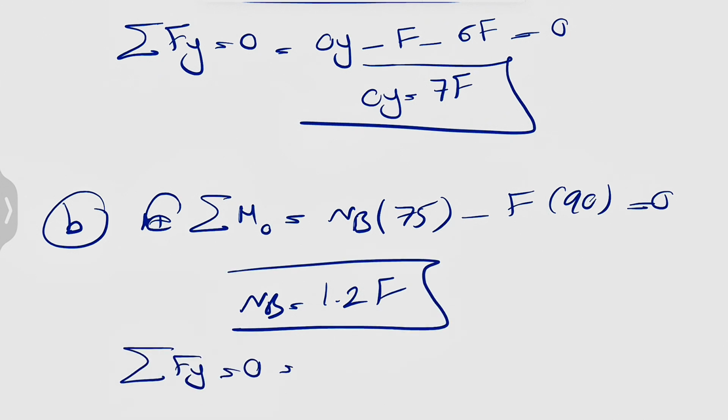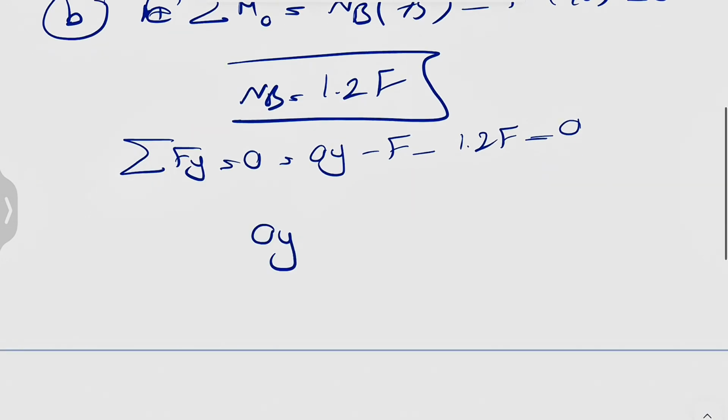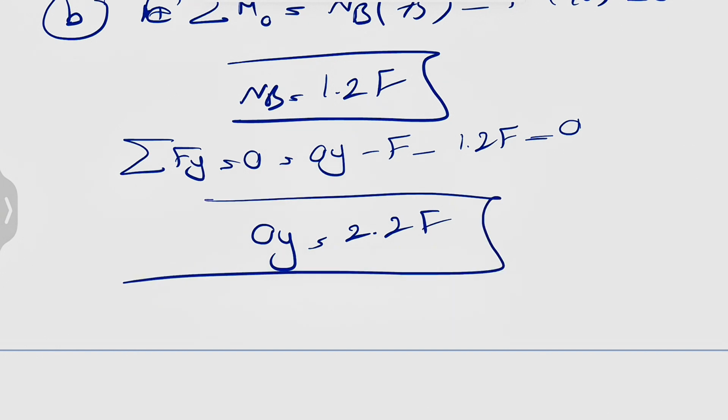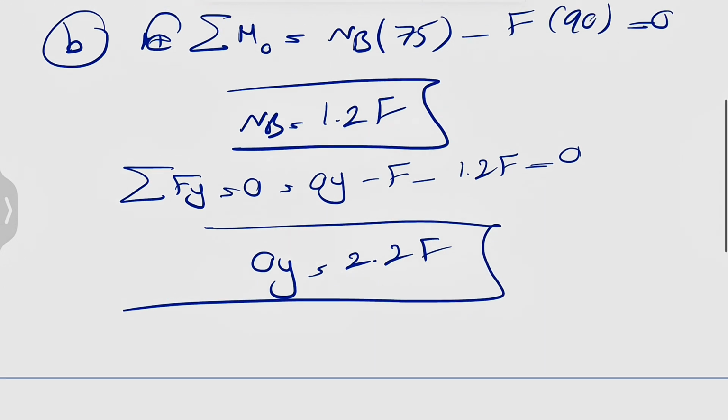And sum of all forces in Y equals 0. OY minus F minus NB, which was 1.2F, equals 0. And OY this time would be 2.2F. And yeah, that's pretty much everything for this question.